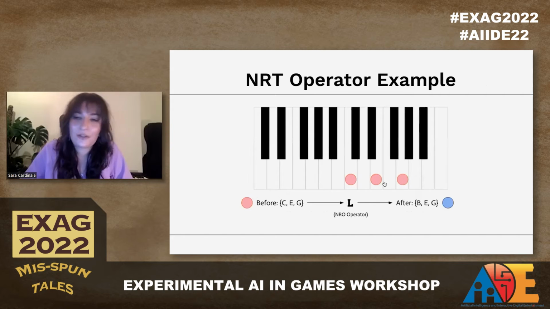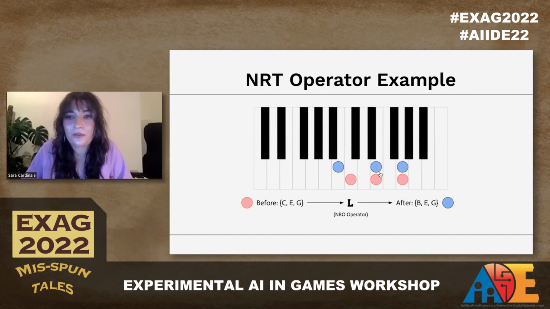So here's a small visual example of how NRT works. The red dots represent the initial chord. In this case, it's C major with the notes C, E, G. And the blue dots represent the new chord after using the L operator. We can see that 2 of the notes remain the same, and the C goes down to a B, making the new chord an E minor chord.